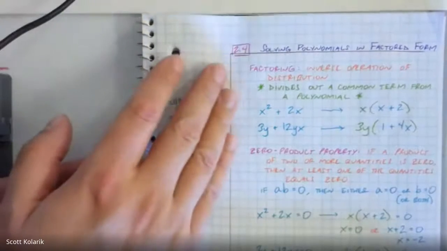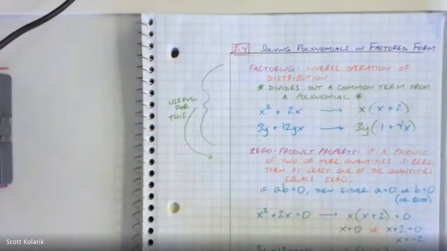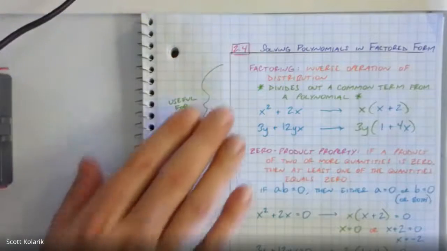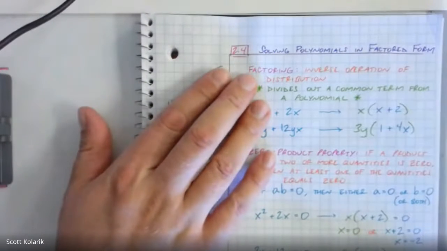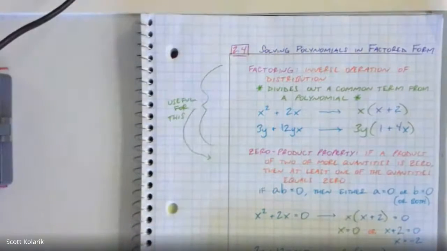So first off, factoring. What is factoring? What is the second half of chapter 2 going to be about? There is a formal definition of what factoring is, but it basically boils down to this. Factoring is the inverse operation of distribution. Every math operation can be done and undone, basically. That's what an inverse operation does.